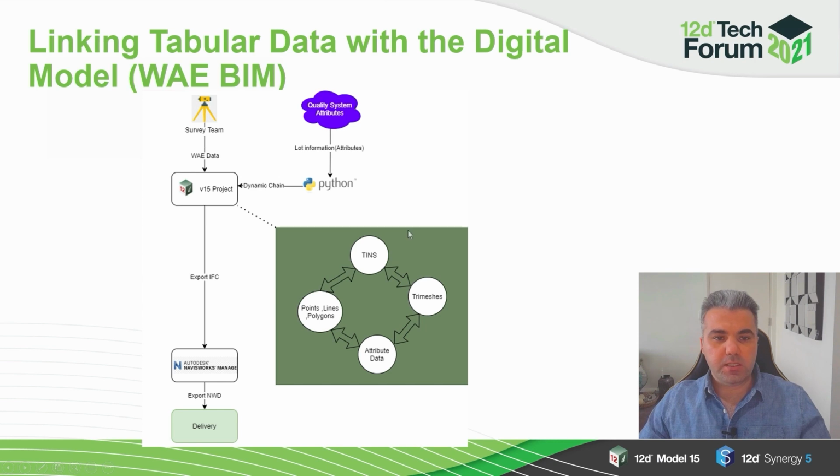So this is a graph that shows how this all works. What I set up is a link to the SQL database, and I read this data through Python. Then I make this dynamic chain, and this dynamic chain gets read into version 15, which then creates all these boundary polygons. Then we export it to IFC, then it goes to Navisworks Manage.